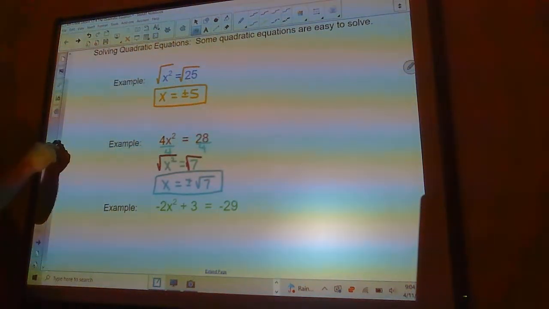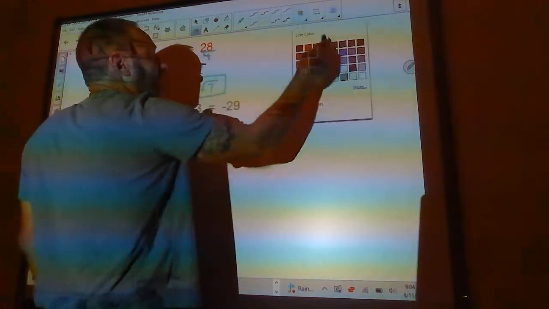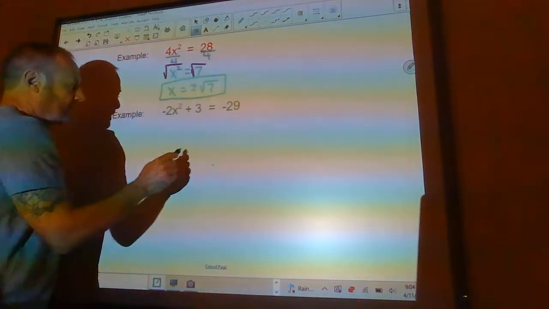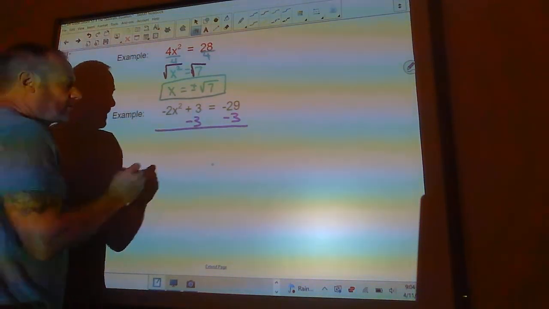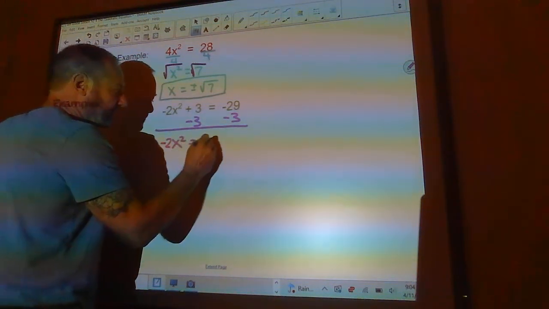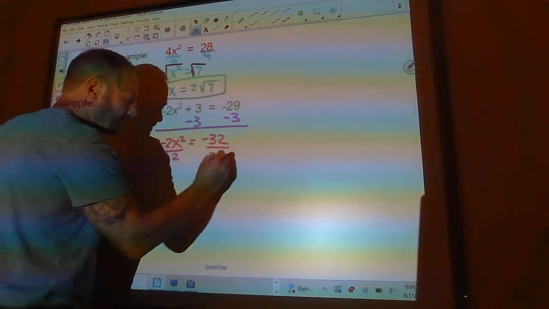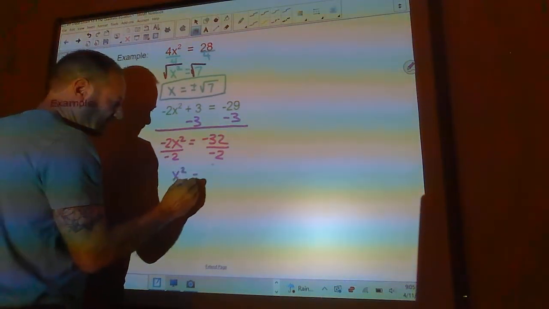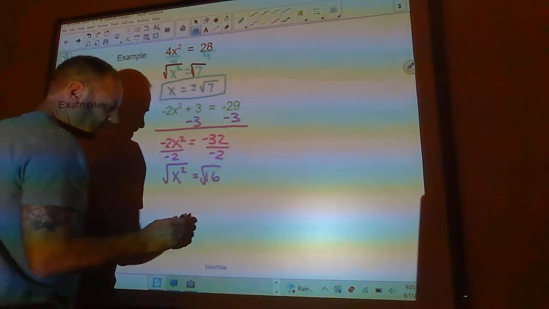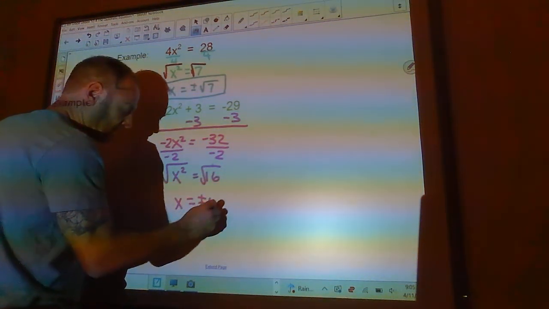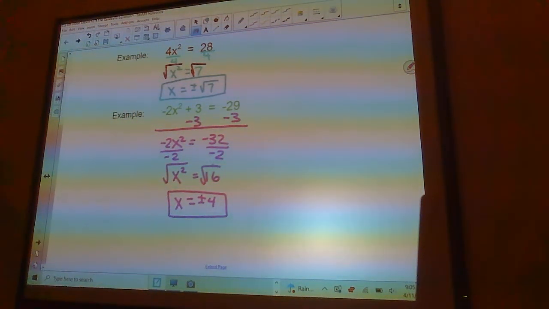Then we get something like this. It's a little bit more complicated than the other one was. So the first thing we're going to do is subtract 3 from both sides. So we get negative 2x squared equals negative 32. And then we'll divide by negative 2, and we'll get x squared is 16. Then we will square root that, and we get x equals plus or minus 4. Again, really simple to do.